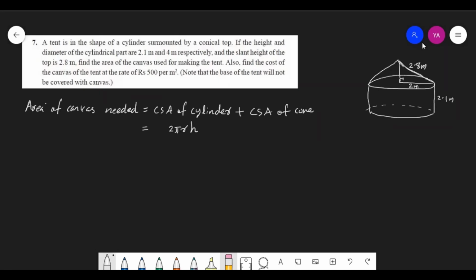In the case of a cone, there will be only 1 base. So excluding the base area, the other face is only 1 curved face, only 2 faces for a cone. Then plus curved surface area of cone, what is the formula? Pi RL. So we want to add these two. You can substitute the given values.